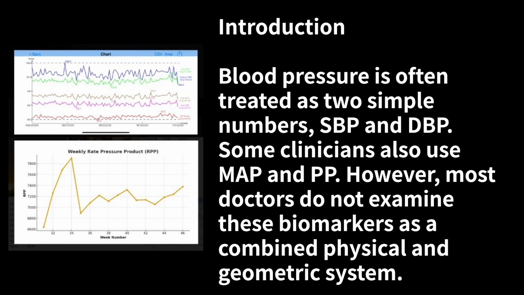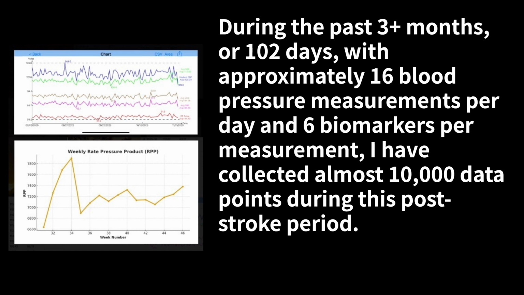Introduction. Blood pressure is often treated as two simple numbers, SBP and DBP. Some clinicians also use MAP and PP. However, most doctors do not examine these biomarkers as a combined physical and geometric system. During the past 3+ months, or 102 days, with approximately 16 blood pressure measurements per day and 6 biomarkers per measurement, I have collected almost 10,000 data points during this post-stroke period.